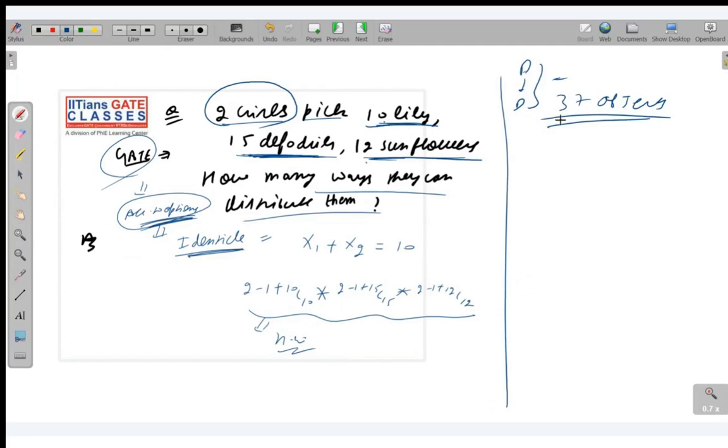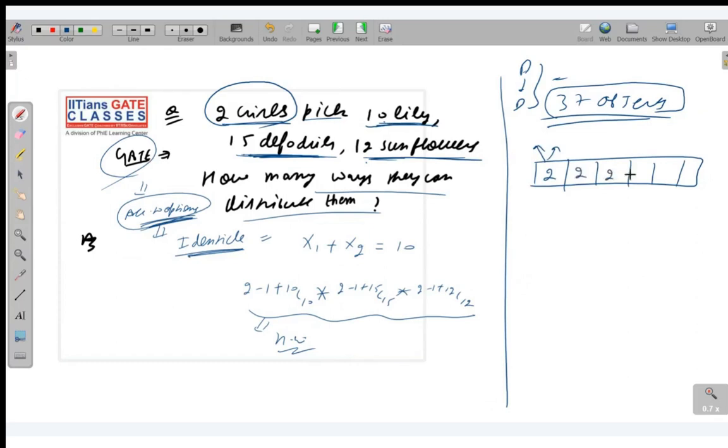Why distinct word is not making sense here. Let me show you. So 37 different objects are there, and you want to distribute them to 2 girls. So now what we will do, I will make a box. For the first object, what is the way? It can go to either the first girl or the second girl. So two options for the first object.